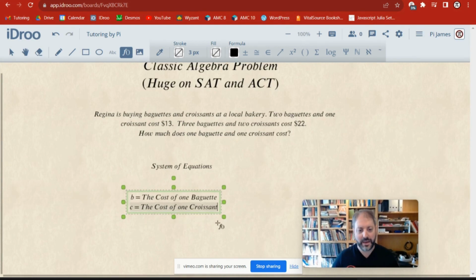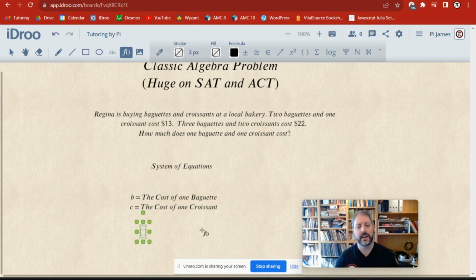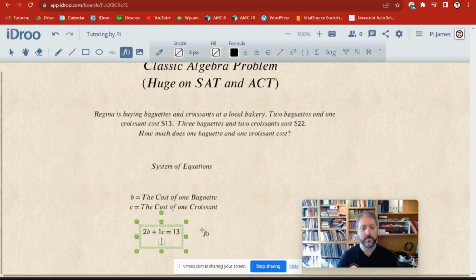So 2 baguettes and 1 croissant cost $13. Now, this is going to lead us to the equation 2B plus C equals 13. Cool. The next one is 3 baguettes and 2 croissants cost $22, so 3B plus 2C equals 22.